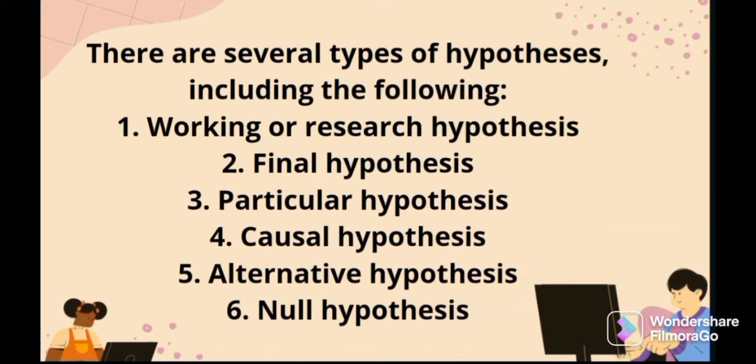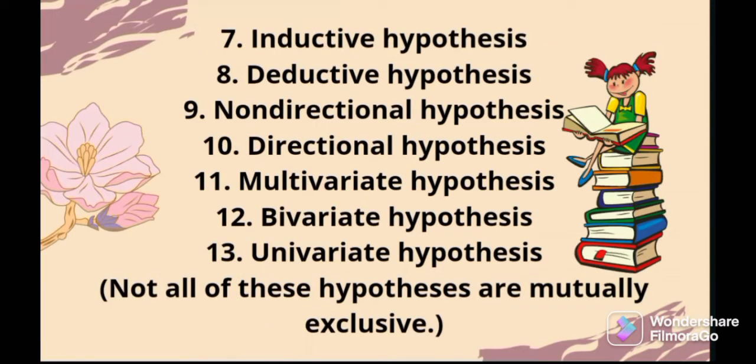Four, causal hypothesis. A hypothesis which states that there is a causal relationship between two or more variables. Number five, alternative hypothesis. It is a rival hypothesis which provides another possible and plausible solution to the problem. Six, null hypothesis. A hypothesis which asserts that there is no real relation between or among variables in question.